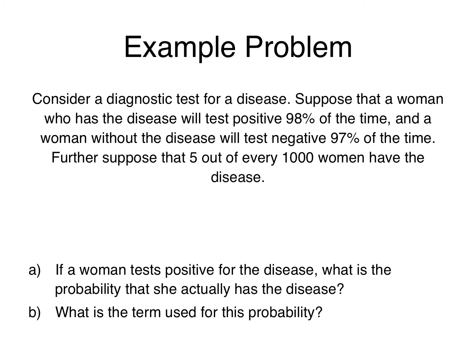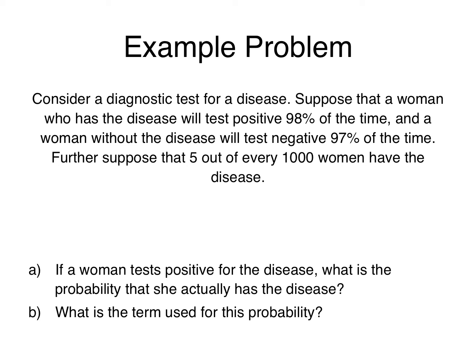Okay, so here's another example. Consider a diagnostic test for a disease. Suppose that a woman who has the disease will test positive 98% of the time, and a woman without the disease will test negative 97% of the time. Further, suppose that 5 out of every 1,000 women have the disease. If a woman tests positive for the disease, what is the probability that she actually has the disease? What is the term used for this probability?